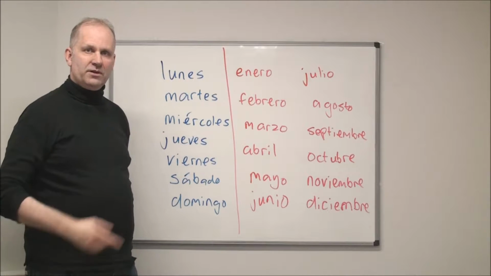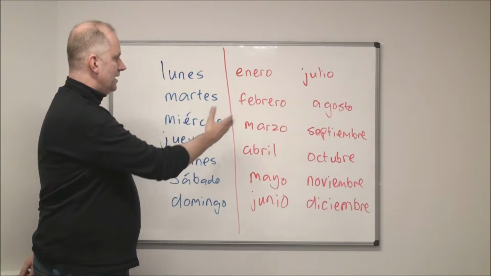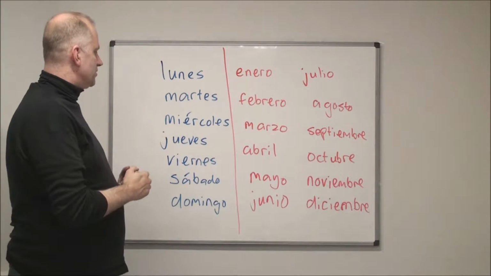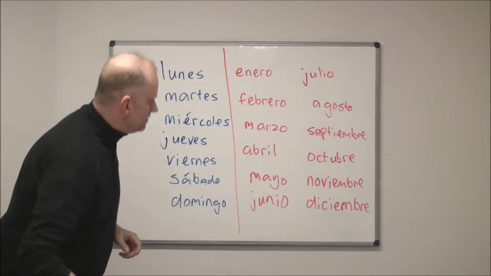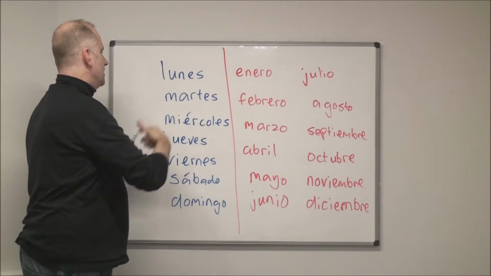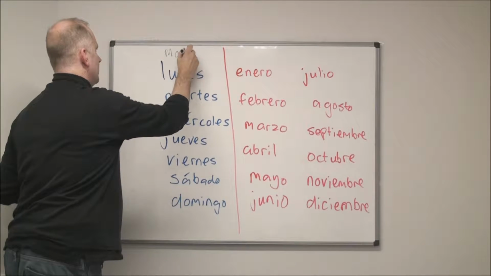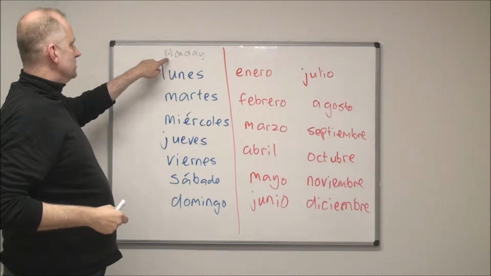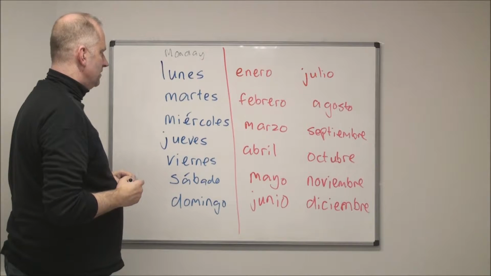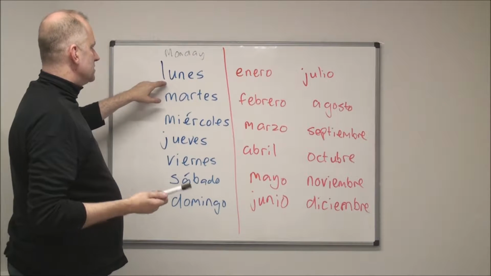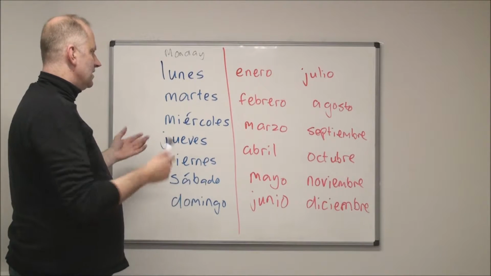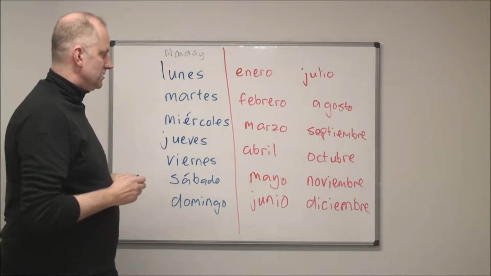Well, in this tutorial we're going to be looking at days of the week and months. First of all, one thing to mention is that in English, we write Monday with a capital letter no matter where the word comes in the sentence. But in Spanish, lunes is a small l, so the first letter isn't capitalized unless it's the first word of the sentence.